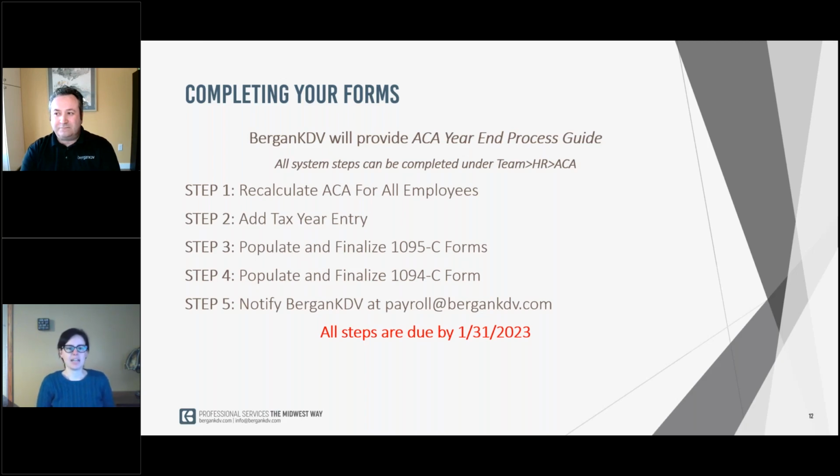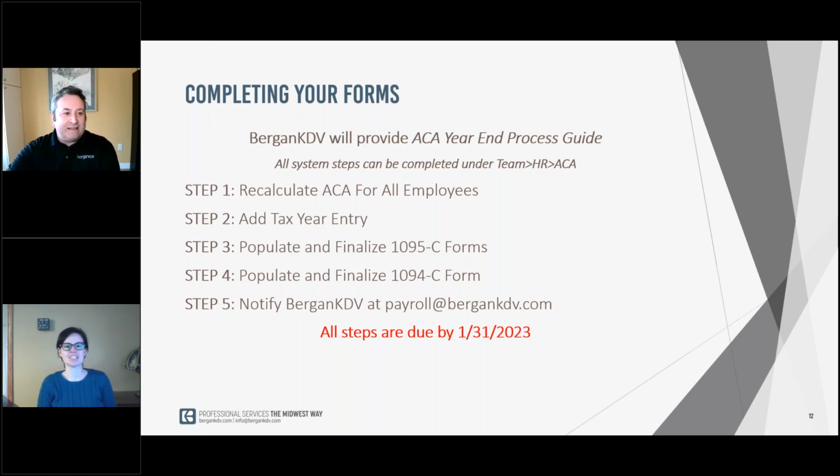Step 2 is we're going to add that tax year entry for the year that we are filing. And then once we have that entry added, we can populate and review and finalize those 1095-C forms. And then step 4, populate, review, and finalize the 1094-C form. And then step 5 is just notifying us that you have reviewed them, everything looks good, so then we can move on to that printing and filing.